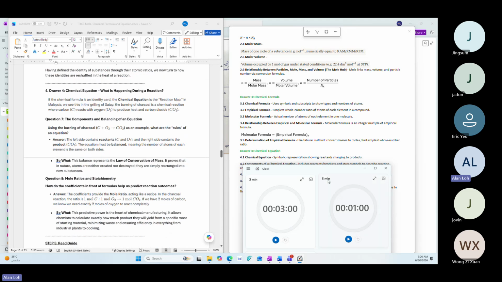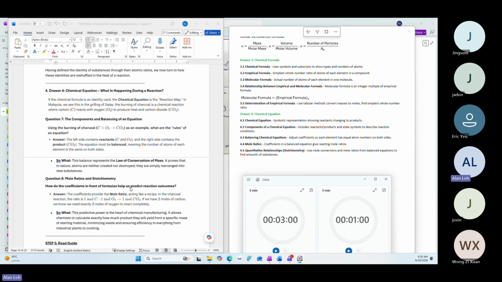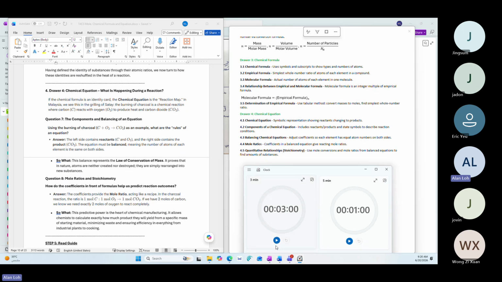Easy, right? It's not as scary as you thought when you first read it. Now it's becoming easier to unpack. Okay, let's do 3 minutes as well for drawer 4, chemical equation. Let's hope it also becomes easier for you after these 3 minutes.